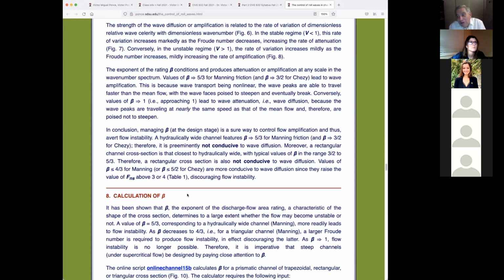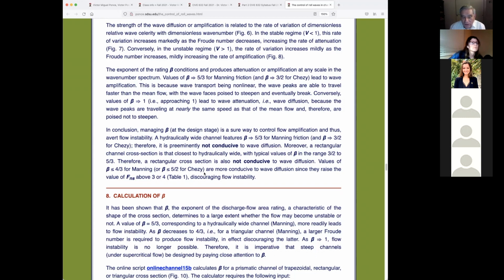If we're in doubt as to whether it's Manning or Chezy, and many people are, if Chezy is 1.5, you already have 1.6. So you're already above Chezy, not quite Manning, but above Chezy. So you're in this gray area where nobody really knows which one of these two formulas applies, okay? Moreover, a rectangular channel cross-section is closest to hydraulically wide. Therefore, a rectangular channel cross-section is also not conducive to wave diffusion.